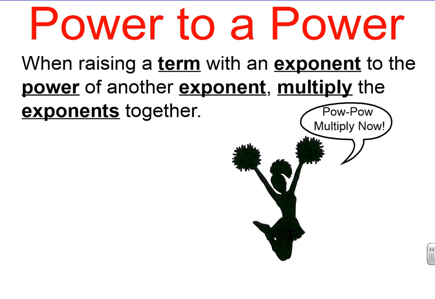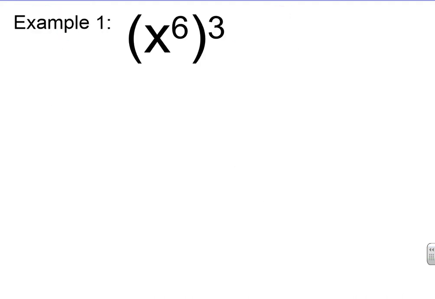So we're going to take a look when raising a term with an exponent to the power of another exponent, multiply the exponents together. We like to remember this by saying, pow, pow, multiply now. Pow, pow, multiply now. So whenever you have a power to a power, you multiply. We're going to take a look at example 1. It's x to the 6th to the third power, which means I multiply to get x to the 18th.